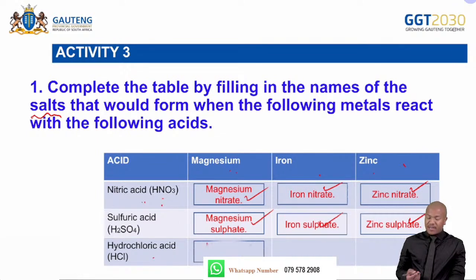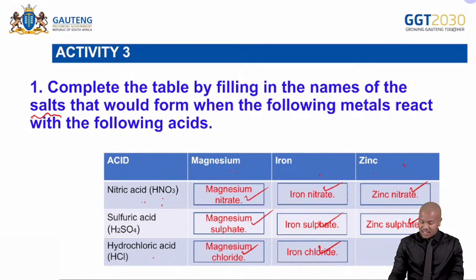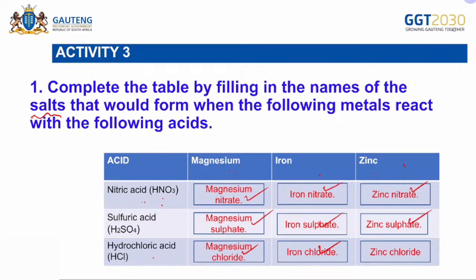Hydrochloric acid with magnesium, it is magnesium chloride. Hydrochloric acid with iron, it is iron chloride. Hydrochloric acid with zinc, it is zinc chloride. So I hope we're able to get correct answers, right?